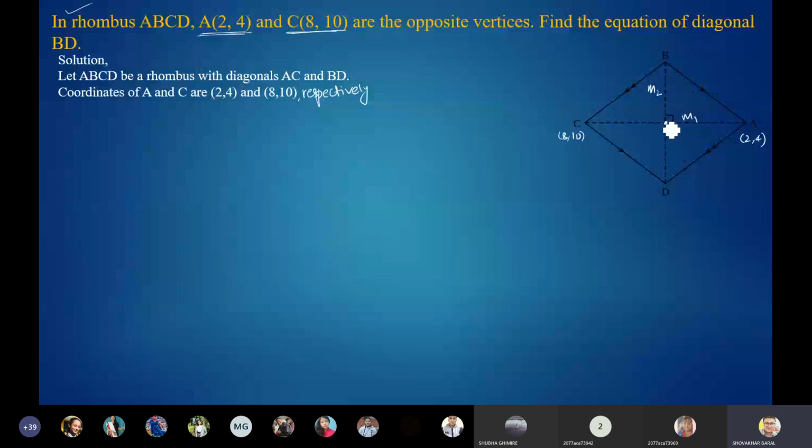How to find the passing point? Can anyone tell me how to find the passing point? Just tell me how to find the passing point here. Midpoint formula. Yeah, midpoint formula. By using the midpoint formula, we will find the passing point, and then we can find the equation. So the basic outline is find M1, then M2, and then the passing point.